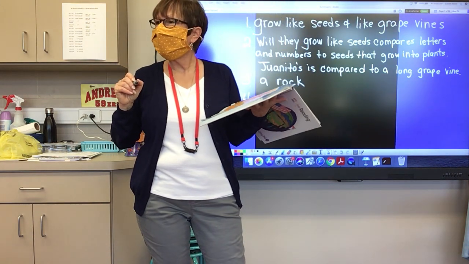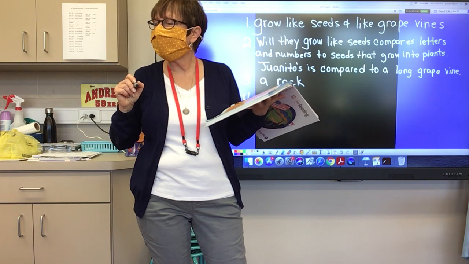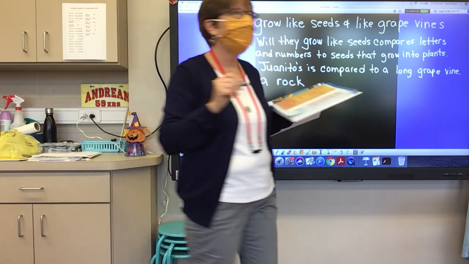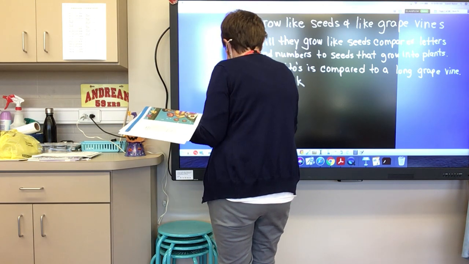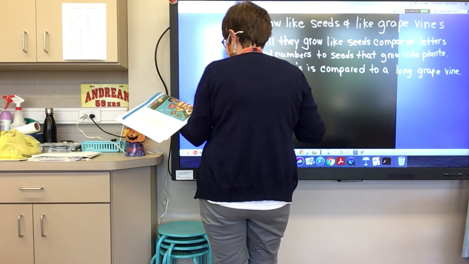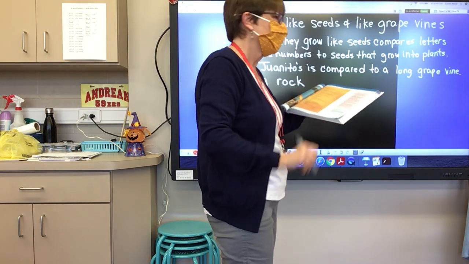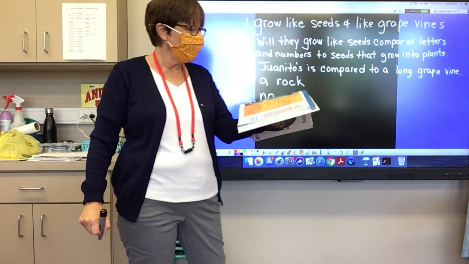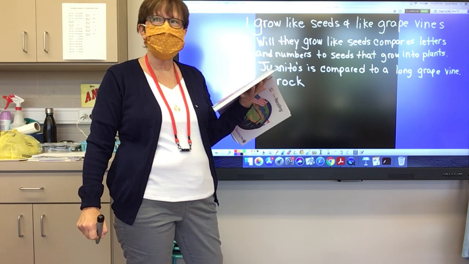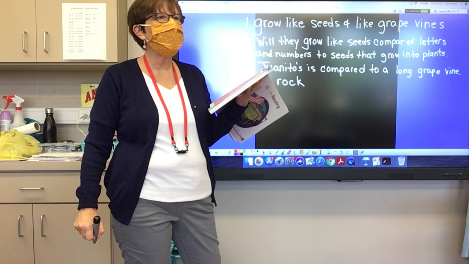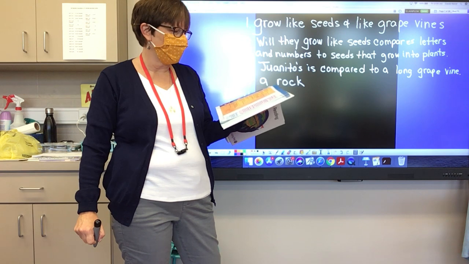Okay, is his tongue really a rock? Elise, is his tongue really a rock? No, it's not really a rock. So let's try to figure out what that metaphor means. What does that mean? Olive, what do you think that means?